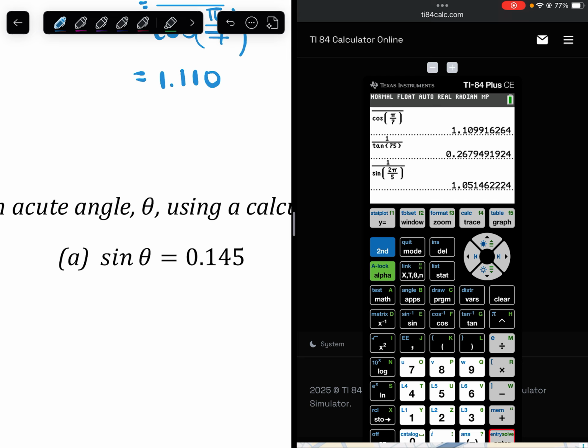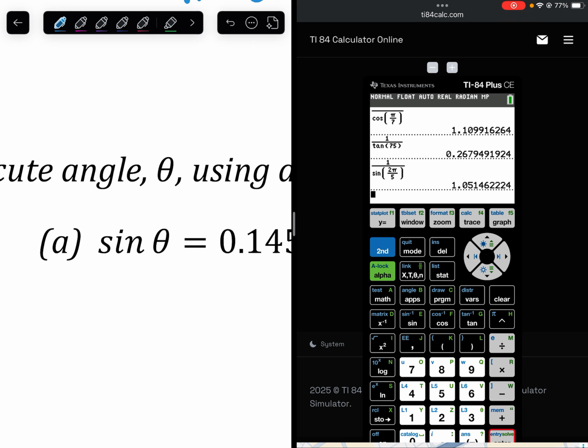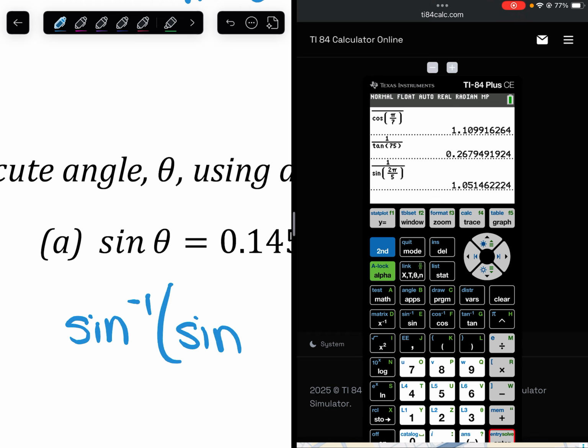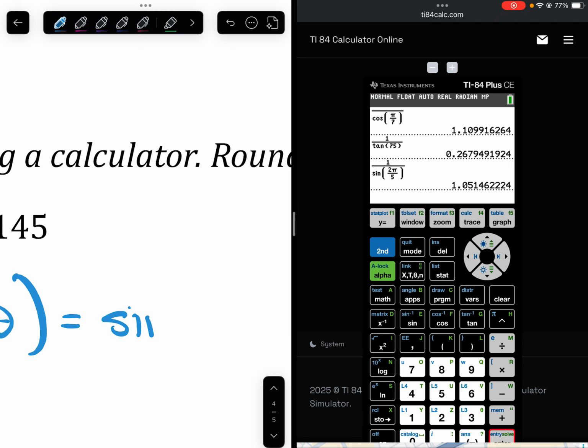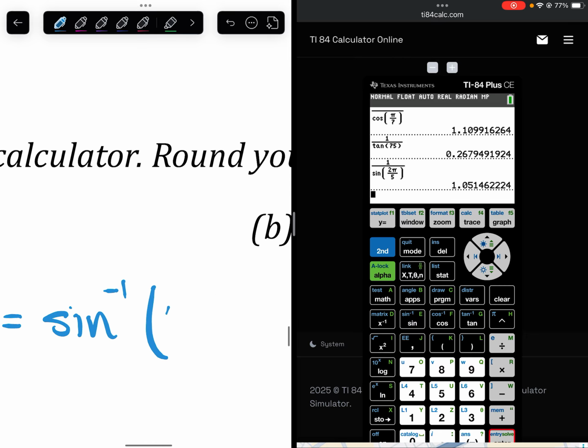To undo multiplication, we use the inverse operation division. To undo addition, we use the inverse operation subtraction. So to undo a sine, we use what's called inverse sine. Inverse sine is that sine -1. So I am going to take the inverse sine of the left side. Well, if I did it on the left, I've got to do it on the right. So I'm going to take inverse sine of that right side, which is 0.145.